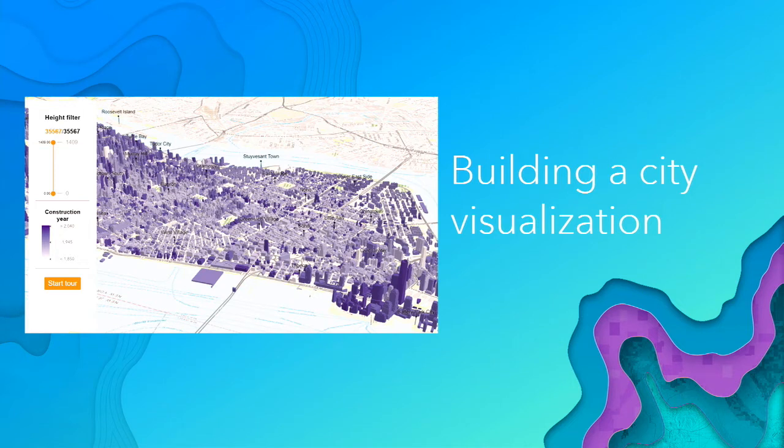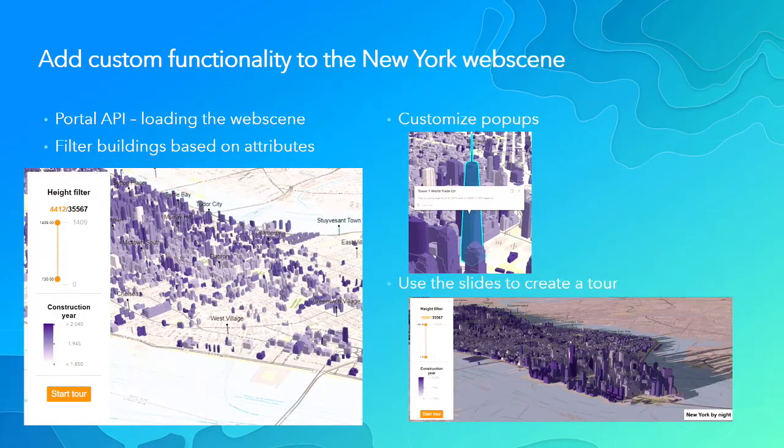So I'm going to show you how to take this scene now and create a 3D web app with it. And we're going to use the slides that Russ created, and we're going to implement a custom filter. So let me show you how this actually looks. I'm going to use the Portal API to load the web scene based on that ID that the web scene has. And then I'm going to filter the buildings based on their attributes. I'm going to customize the pop-ups because they're not really nice the way they are by default. And I'm going to use the slides to create a tour.